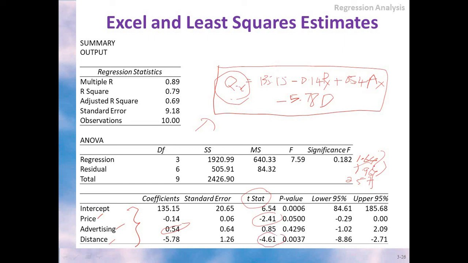4.61 is also larger than 2.57, meaning that it's very significant. And advertising is only 0, meaning that it's smaller than any of these values here. So advertising is not significant.